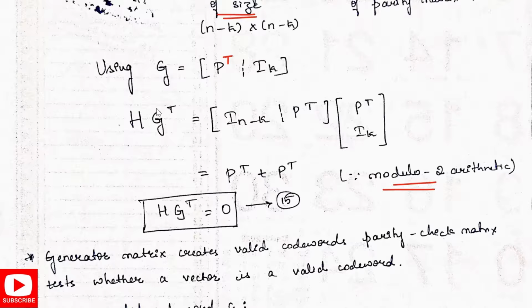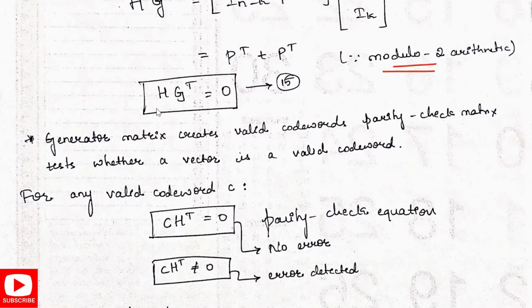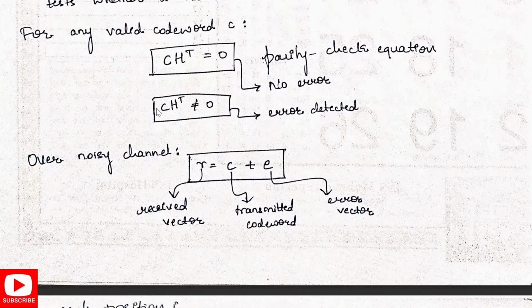Generator matrix creates a valid parity check matrix and tests whether the code vector is a valid code word. So now for any valid code word, C into H transpose has to be 0. So you can say that there is no error in that system. So this is the parity checking equation. If it is not equal to 0, then you can say some error is detected.